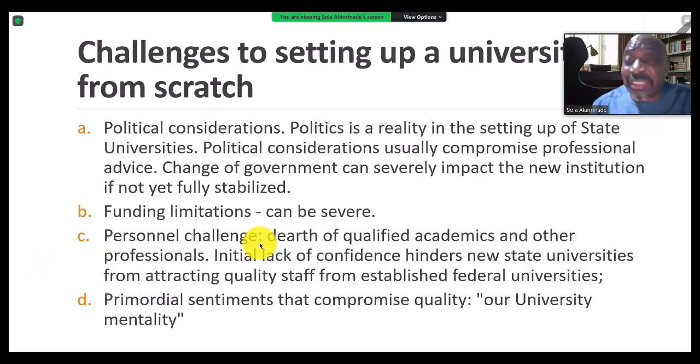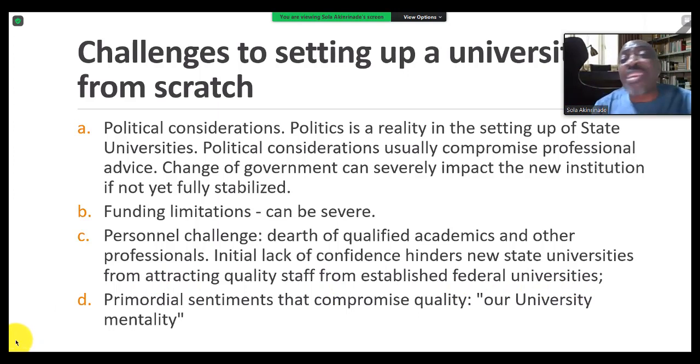Personnel challenge, dearth of qualified academics and other professionals. One thing we experienced, which may also happen, is that initially, capable people from established universities may be reluctant to come to an institution. One, because it is a state-owned university, they will think that it may not survive. And attracting quality staff from established federal universities can be difficult. So we need to also take that into consideration.